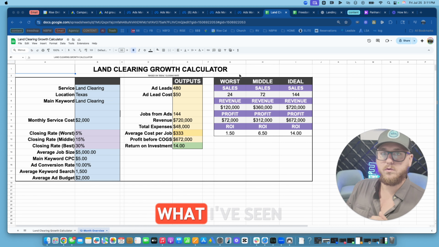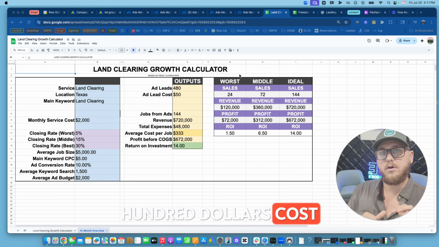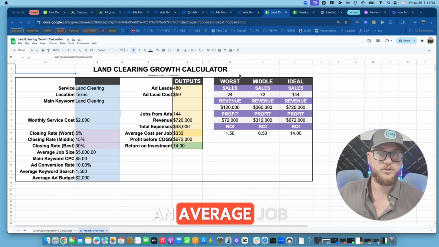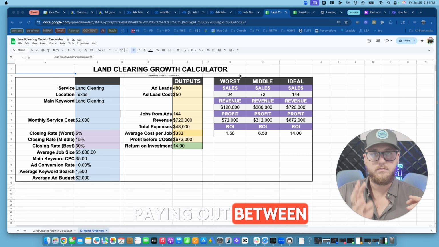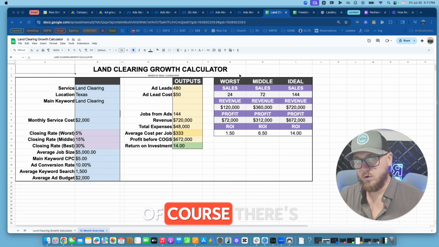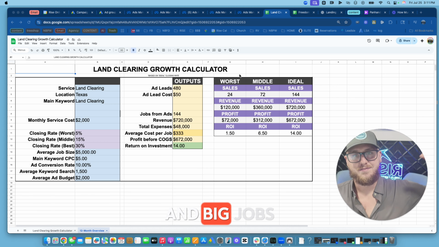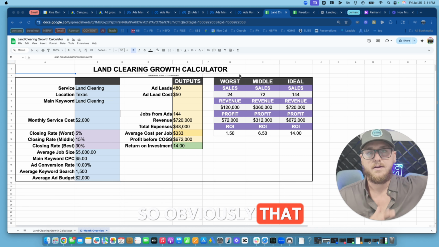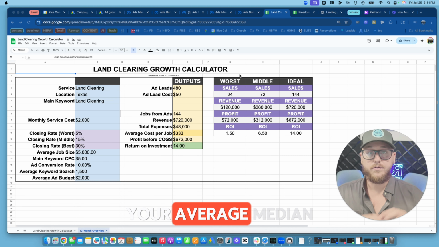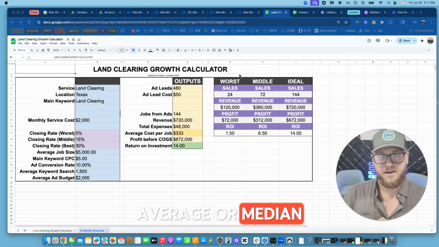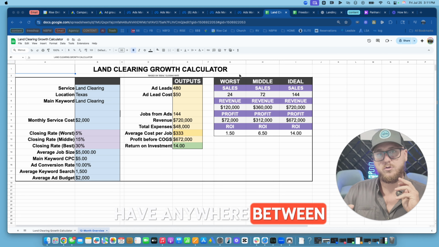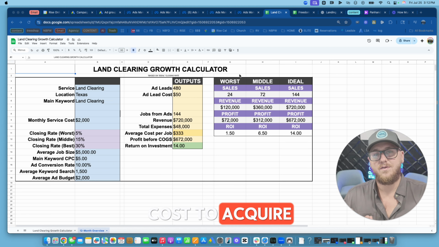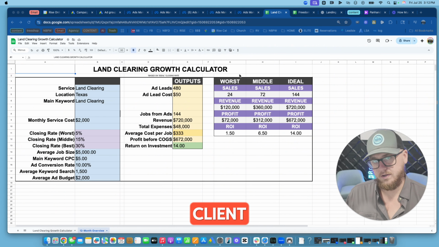So in the land clearing world, what I've seen is $100 to $300 to acquire a client, with an average job paying out between $5,000 to $15,000. Of course, there are outliers, one-day jobs and big jobs. We had a guy that just landed a $400,000 job the other day, so obviously that blows out of proportion. But for your average or median, you want to have anywhere between a 1 to 5 and a 1 to 10 ratio, and above, of course, is better, cost to acquire a client to the lifetime value of your client.